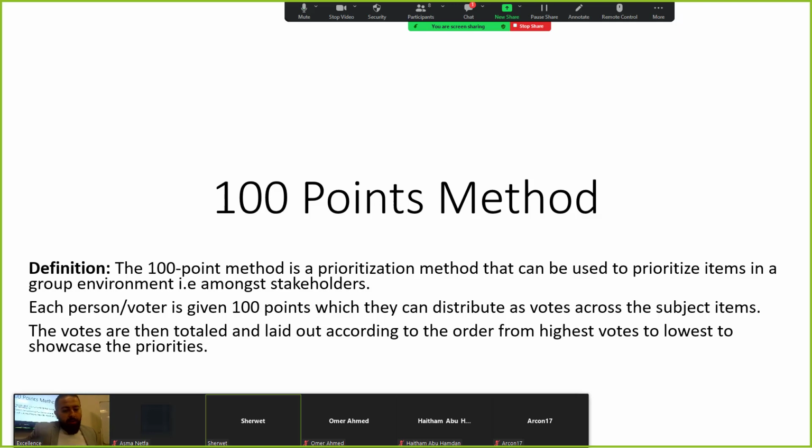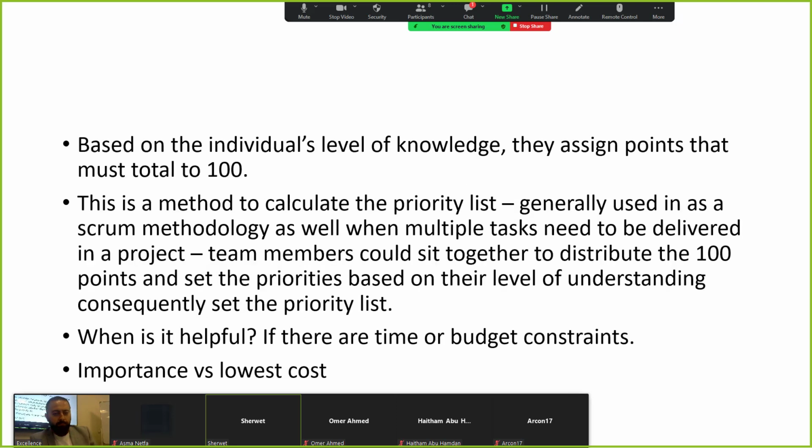So the 100 points method is a prioritization method. It's used in grouped environments. Every person in the group who is going to vote is considered a voter. Each of them is given 100 points, and they get to distribute them across the subject items. Then the votes are totaled and laid out in order from highest to lowest so that it can showcase the priorities. I'm going to show you an example.